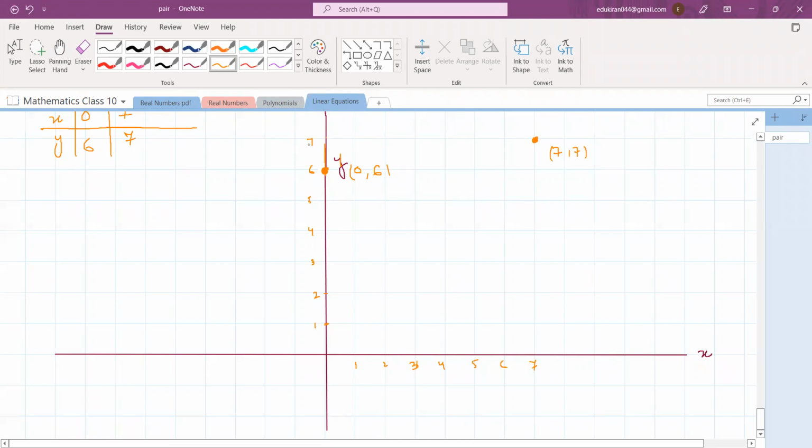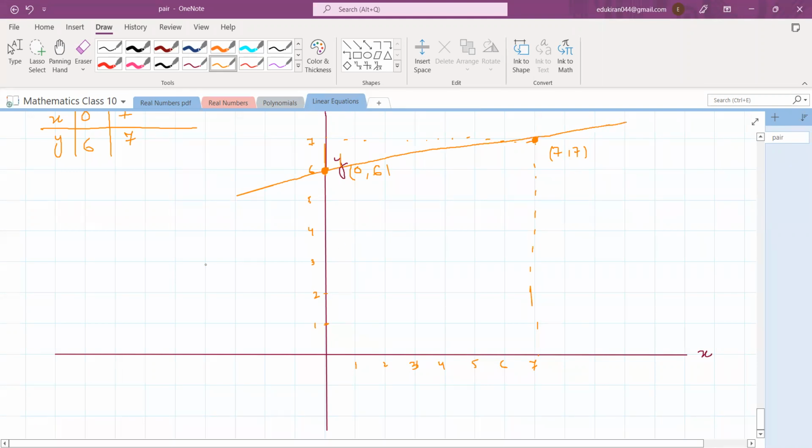Any confusion? No, ma'am. You can also draw dotted lines here if you find it difficult to plot. That's how you do it in coordinate geometry, right? So join them. The first line we have got. I'm just roughly drawing it, and I think it will look somewhere like this.